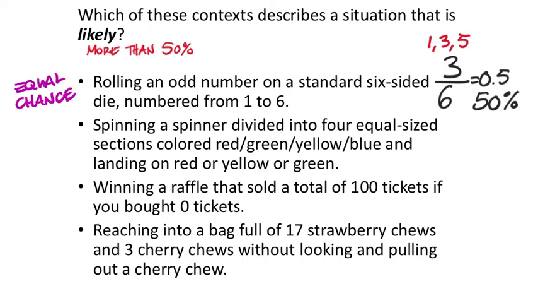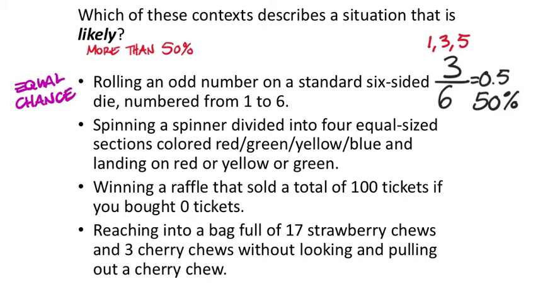Okay, so it's not that one. How about this next one? Spinning a spinner divided into 4 equal sized sections. Okay, now equal size is important. So if they're not equal sized, it does change the probabilities for us, but we're not worried about that. We're just getting a little exposure to this.